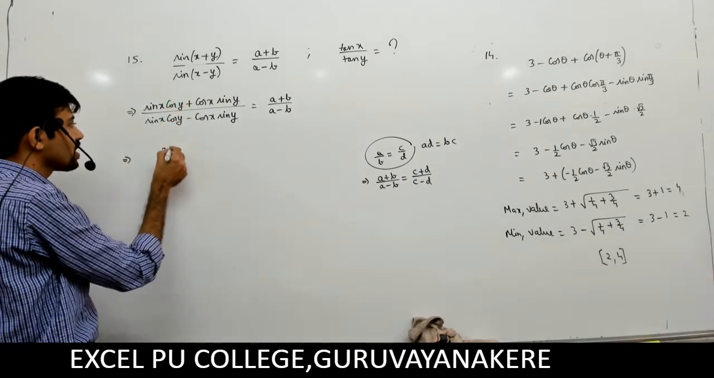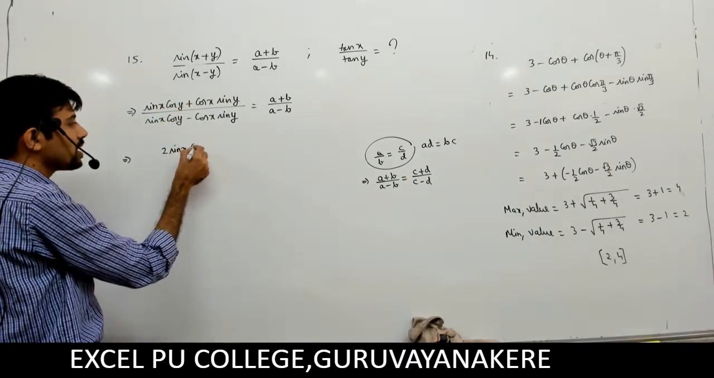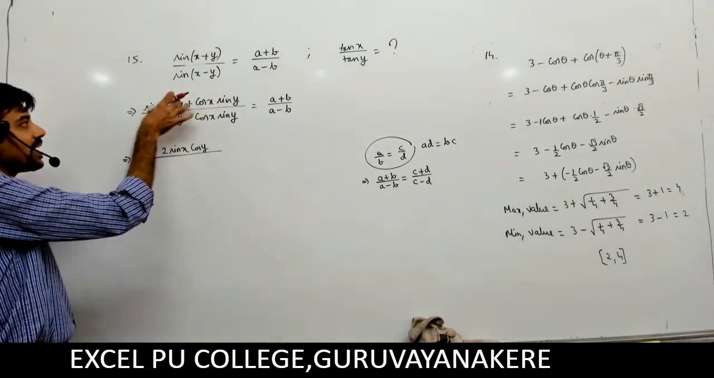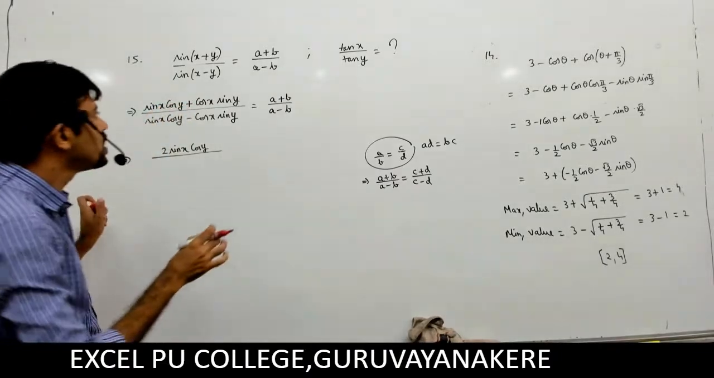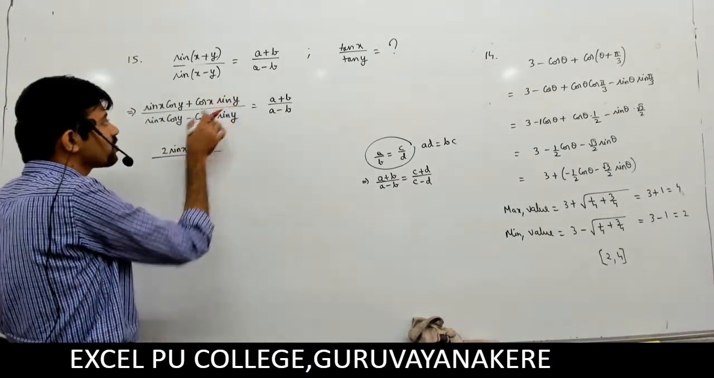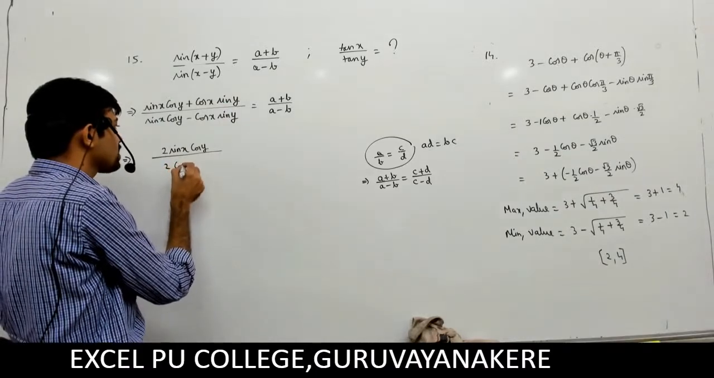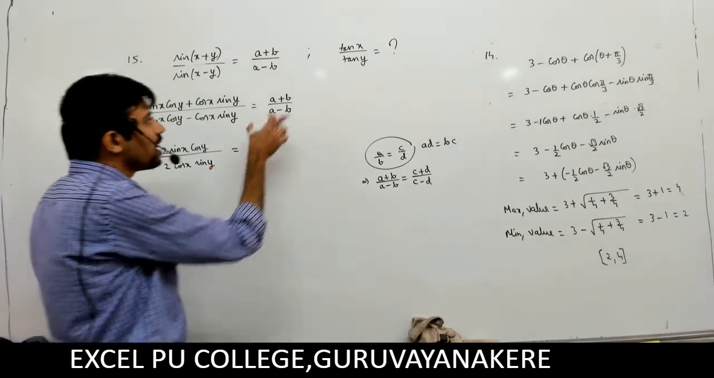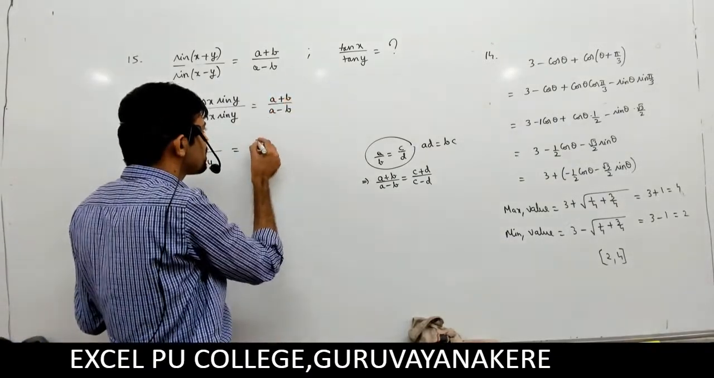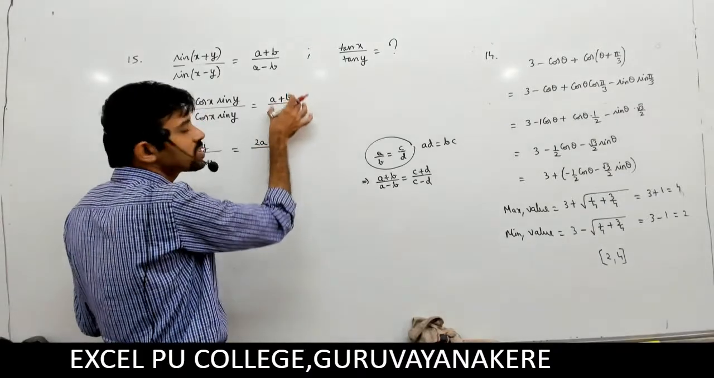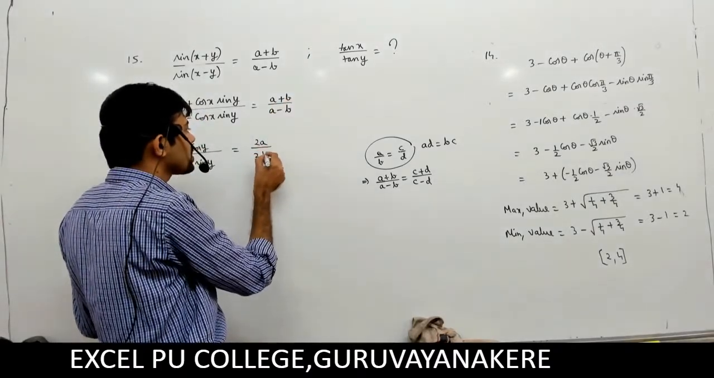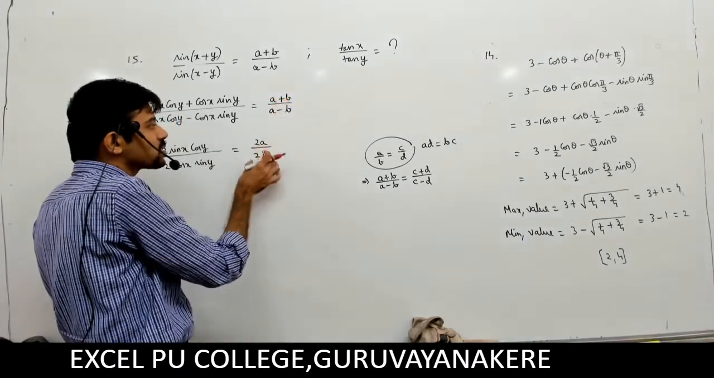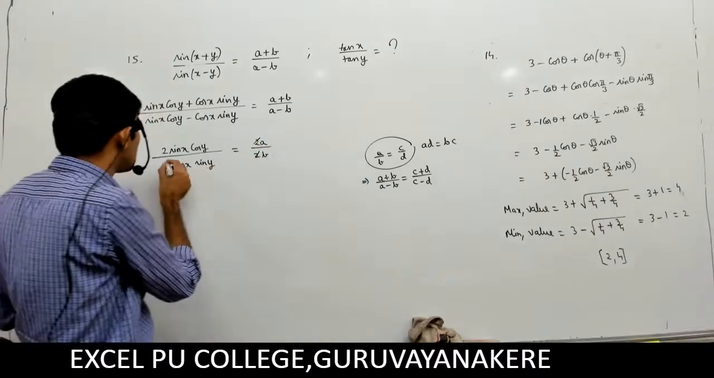2 sin x cos y in the numerator, divided by the denominator, where we subtract. Sin x cos y minus sin x cos y cancels. What do you get? Cos x sin y, minus of minus becomes plus, 2 cos x sin y. Correct? Add these two, what you get is 2a. Subtract these two, you get 2b. A plus b plus a minus b is 2a, a plus b minus of a minus b is 2b. So this 2 cancels, this 2 cancels.